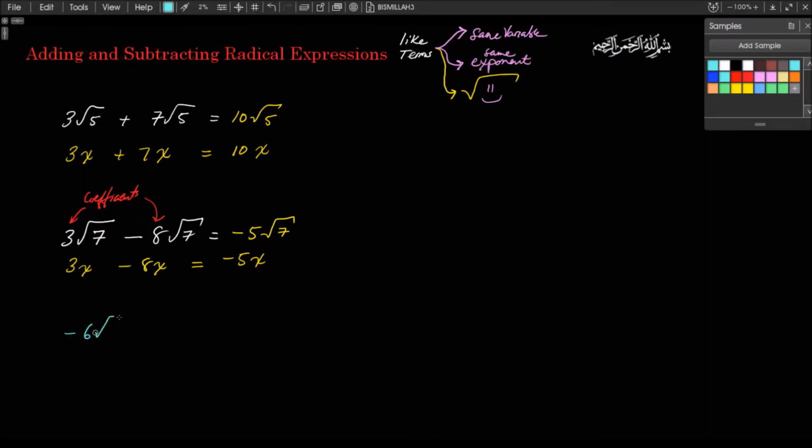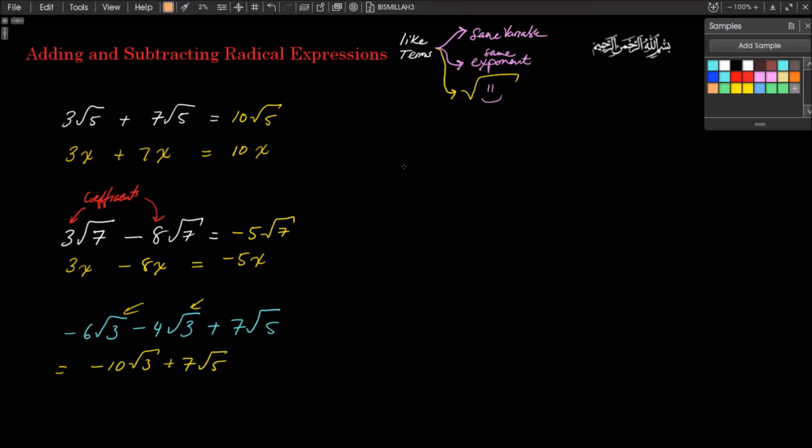Negative 6 square root of 3 minus 4 square root of 3 plus 7 square root of 5. Now here, these two you can add. So this becomes negative 6 minus 4, that is negative 10 square root of 3 plus 7 square root of 5. Now you cannot simplify this any further.